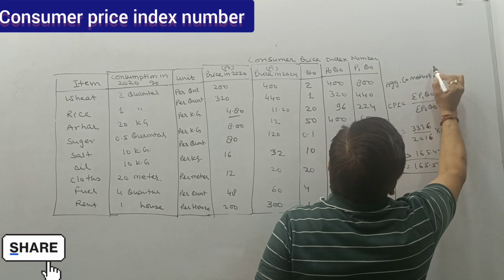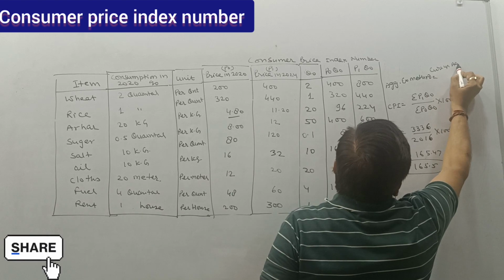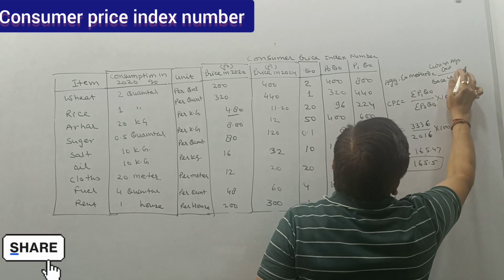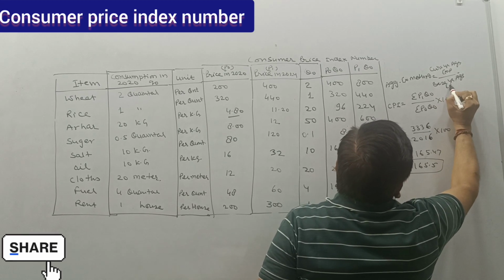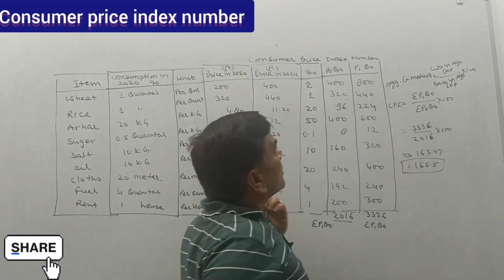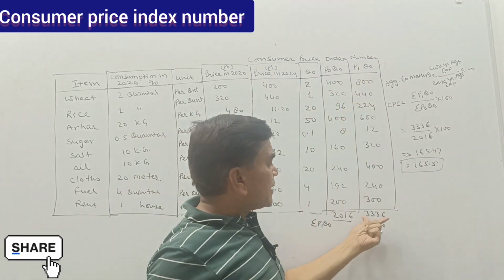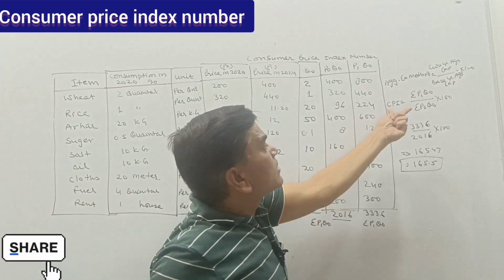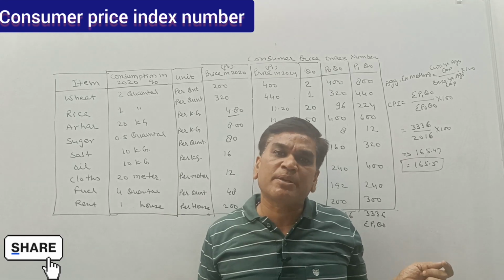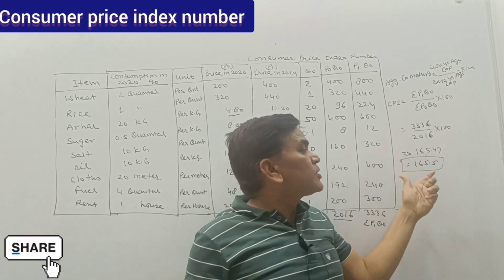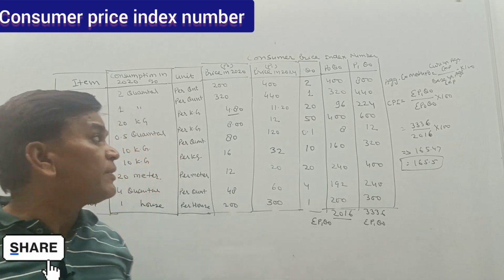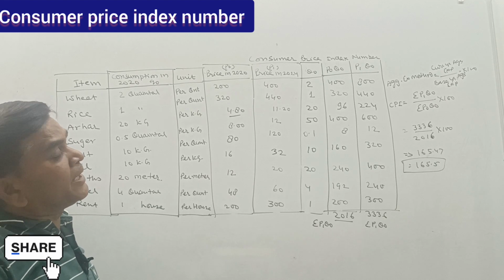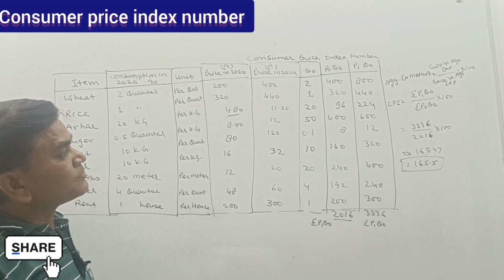So the formula for this current year is aggregate expenditure divided by base year aggregate expenditure, multiplied by 100. Current year aggregate expenditure is 3336, and base year aggregate expenditure is 2016. So sigma P1 Q0 divided by sigma P0 Q0 multiplied by 100. We get 165.5. This is our index number with the help of the aggregate expenditure method.